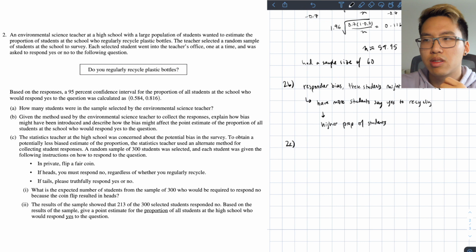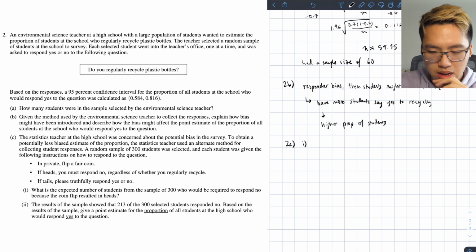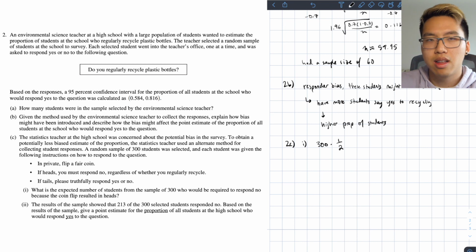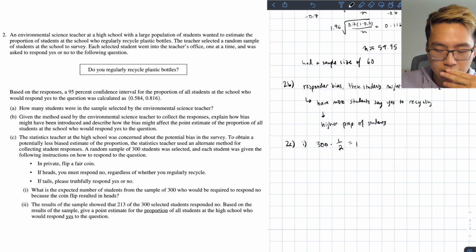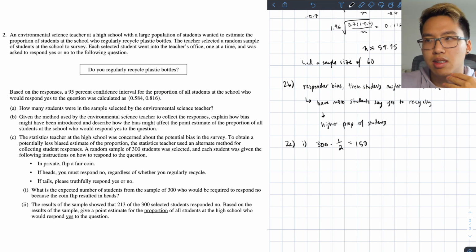What is the expected number of students from the sample of 300 who would be required to respond no because the coin flip resulted in heads? Okay, so that's a probability question. When they ask for an expected number, you basically take your sample and multiply by the probability of that event. The event is the coin flip resulting in heads. If it's a fair coin, that probability is 1/2. So 150, I think, is the answer for the expected number of students.